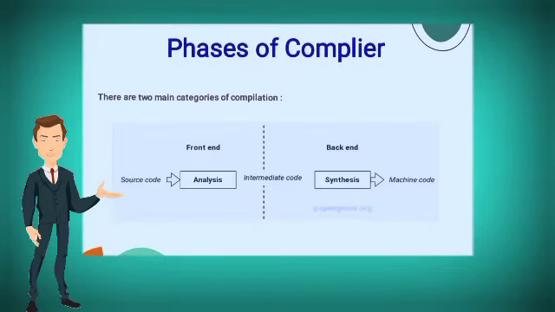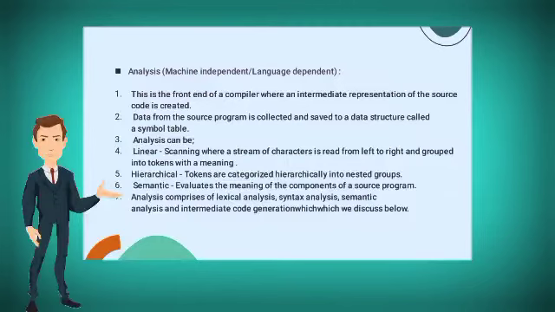Our next topic is phases of compiler. There are two main categories of compilation: front end and back end. Analysis, machine independent and language dependent. First, this is the front end of a compiler where an intermediate representation of the source code is created. Second, data from the source program is collected and saved to a data structure called a symbol table.